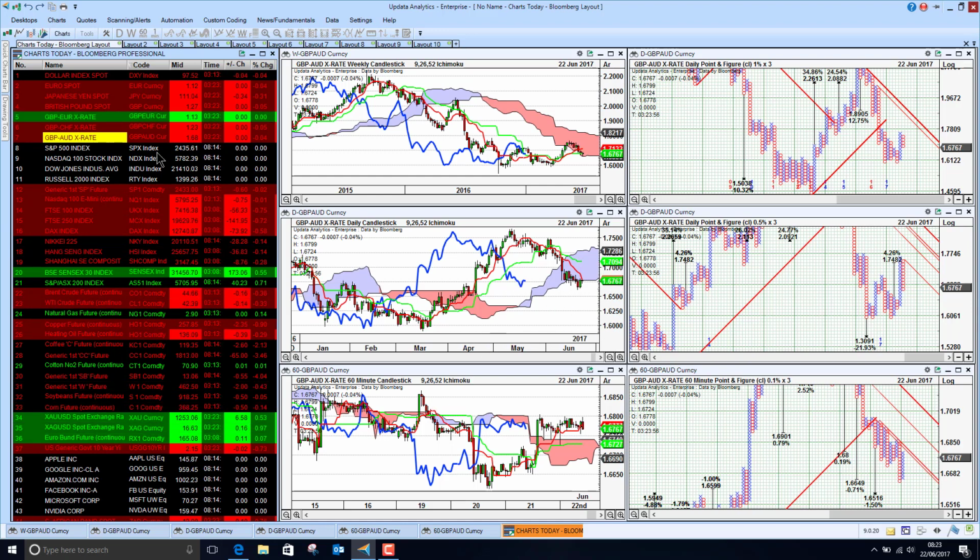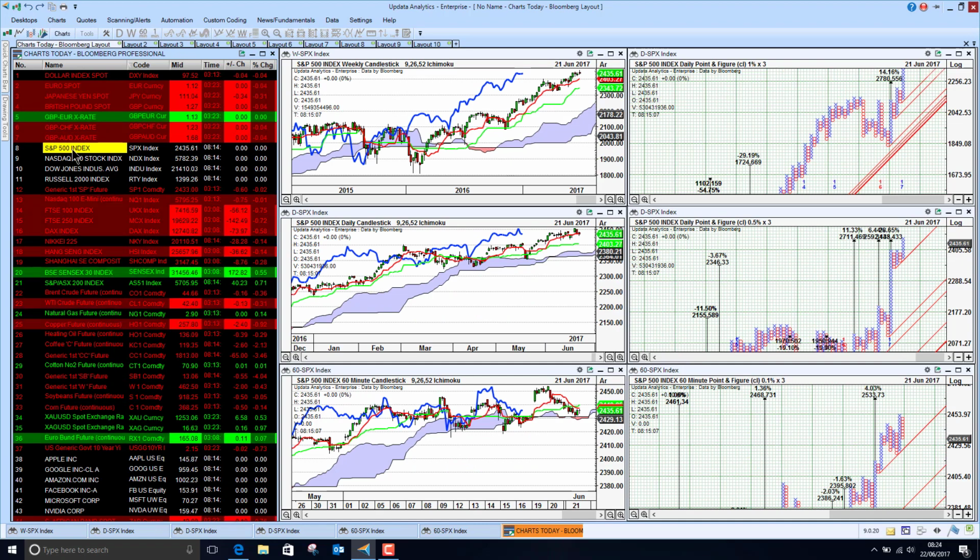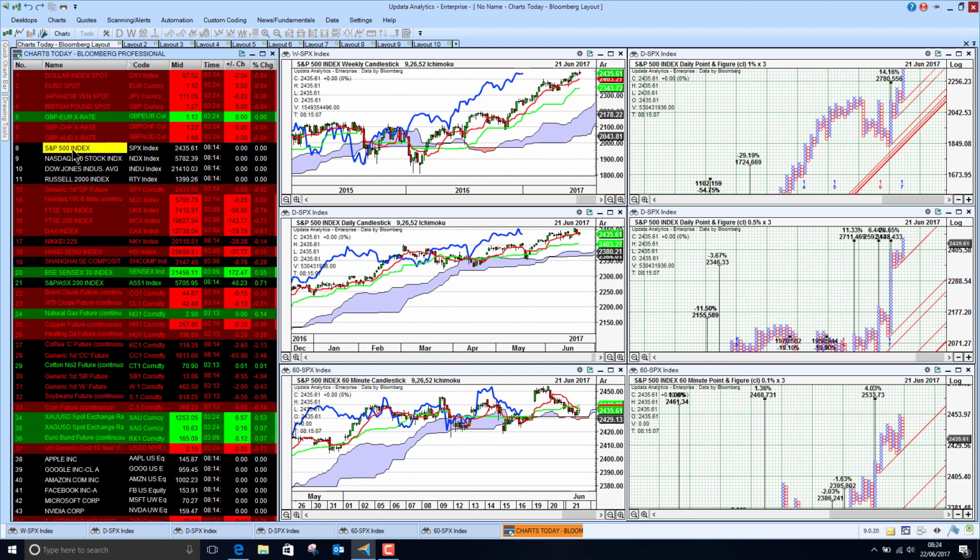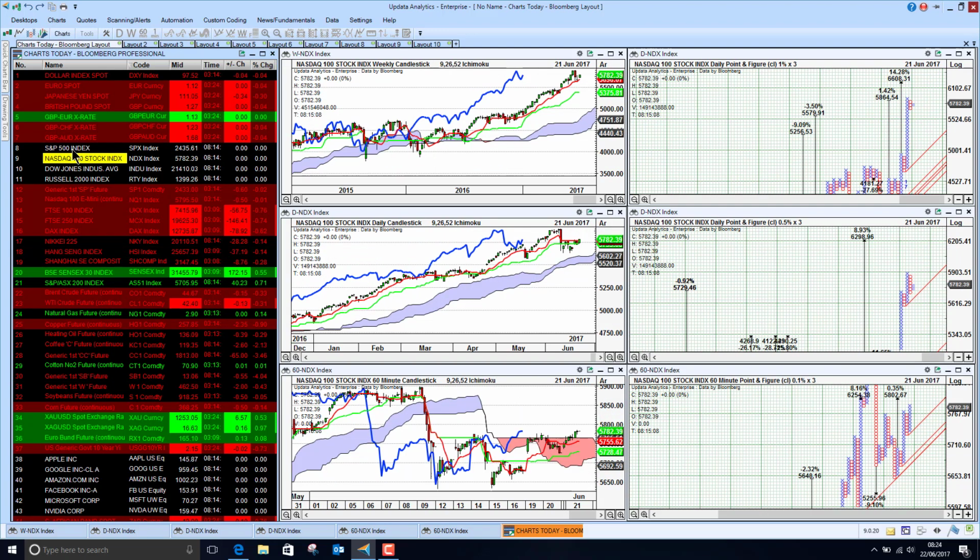Medium-term chart just turning bearish. Taking a look at stock markets, the S&P 500 came off a little bit yesterday, but still looks bullish on all three charts. The good news is the Nasdaq recovered.